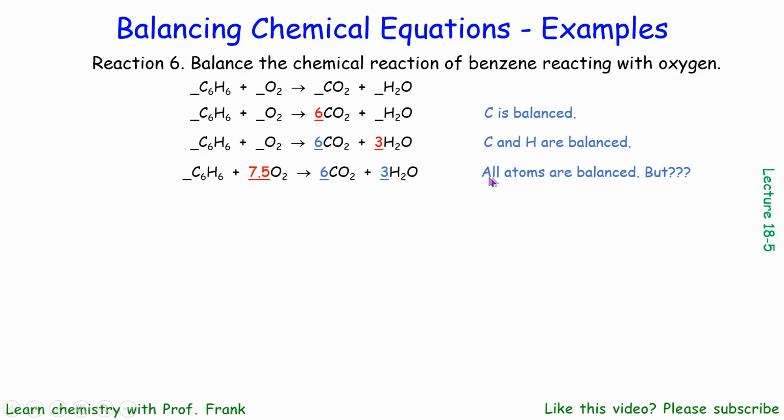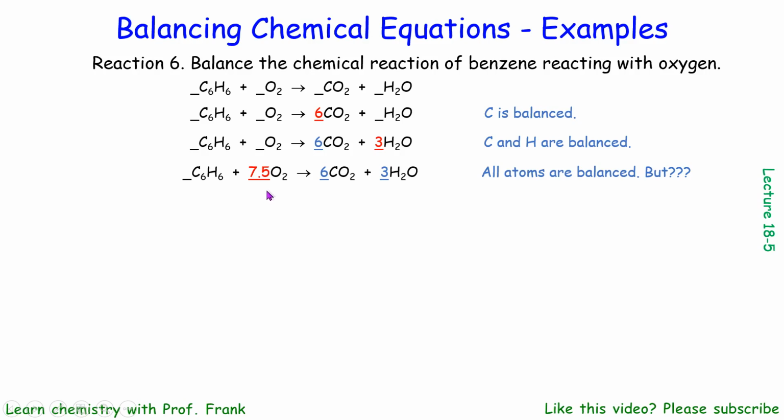Now all atoms are balanced. But are we done? Is this a valid balanced chemical reaction? No, because in a balanced chemical reaction, fractions or decimal numbers are not allowed. It has to be all whole numbers for those coefficients. How to make this 7.5 a whole number?